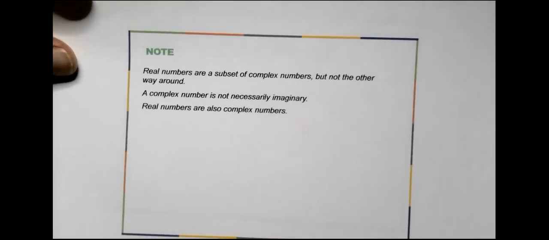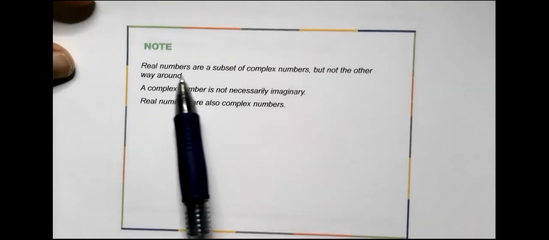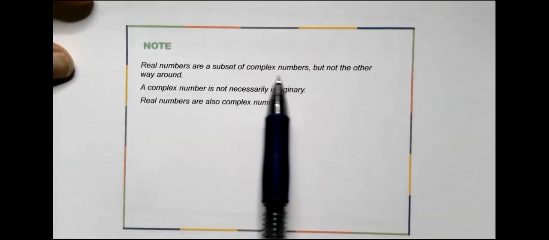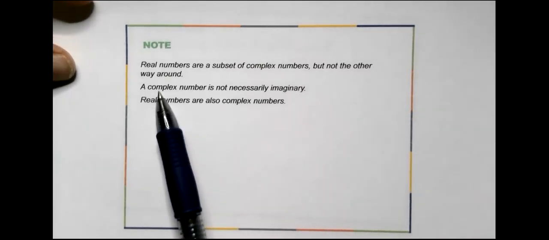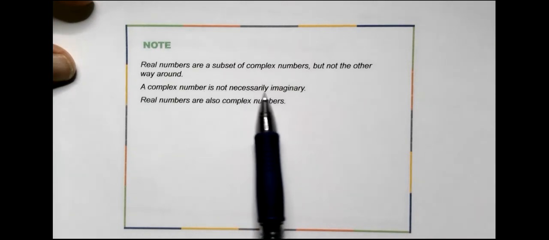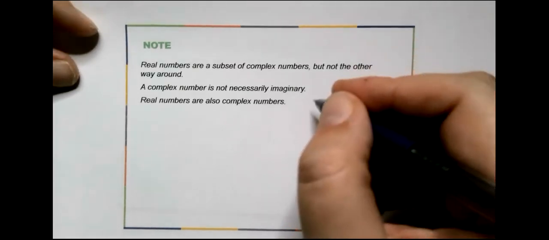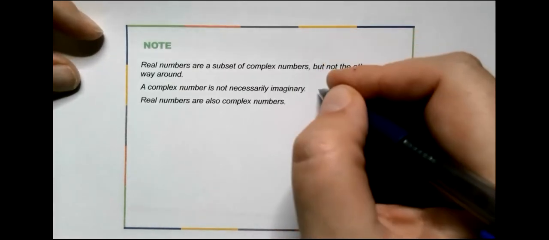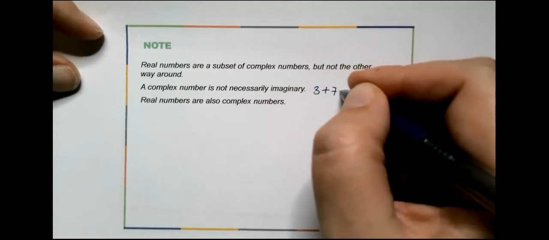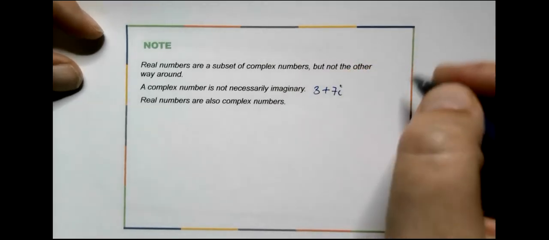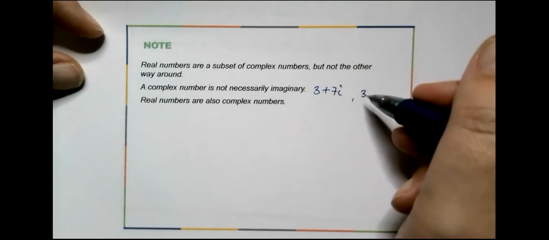But before we get there, I want to read this to you. It says real numbers are a subset of complex numbers, but not the other way around. What that means is that a complex number is not necessarily imaginary. So, for example, a complex number could be 3 plus 7i. That's a complex number. But 3 is also a complex number. So it's not necessarily imaginary.